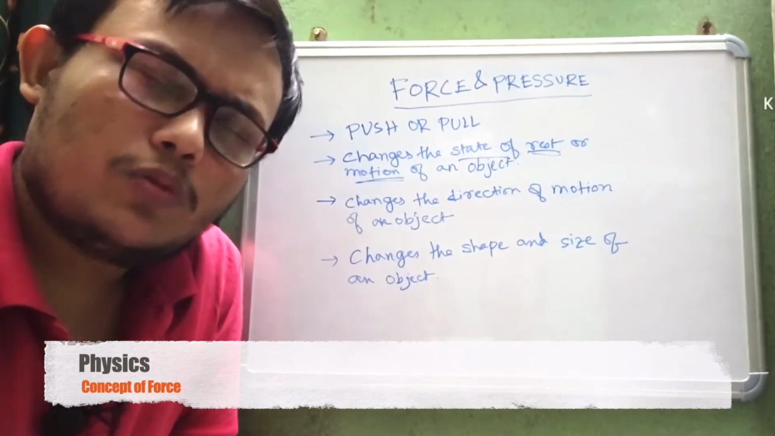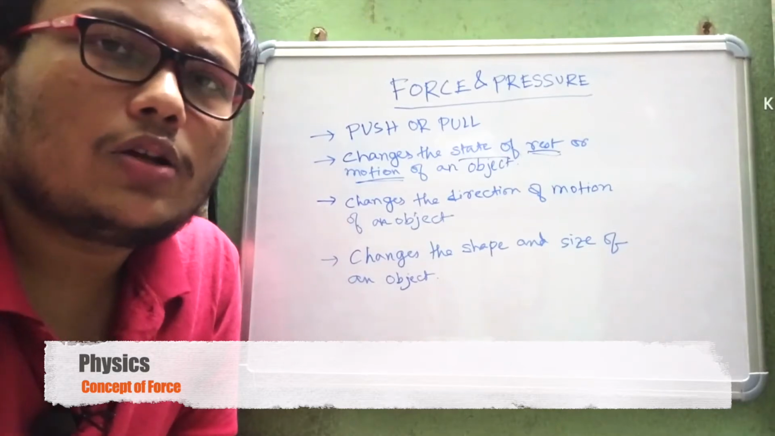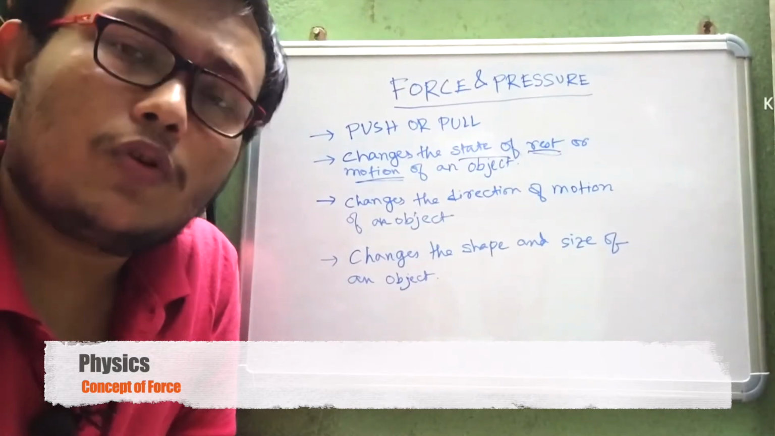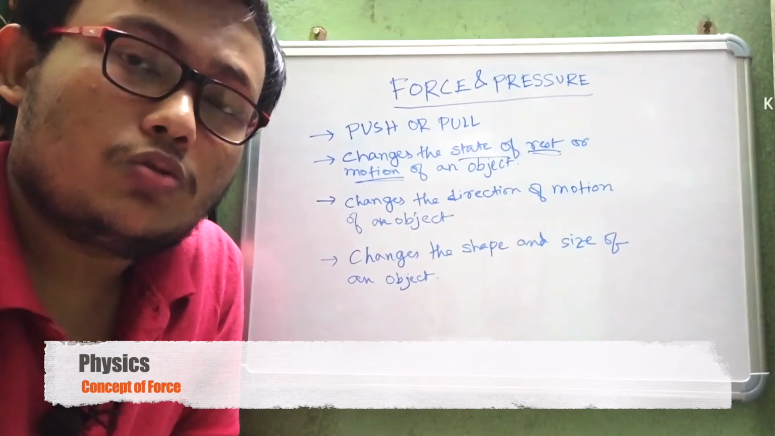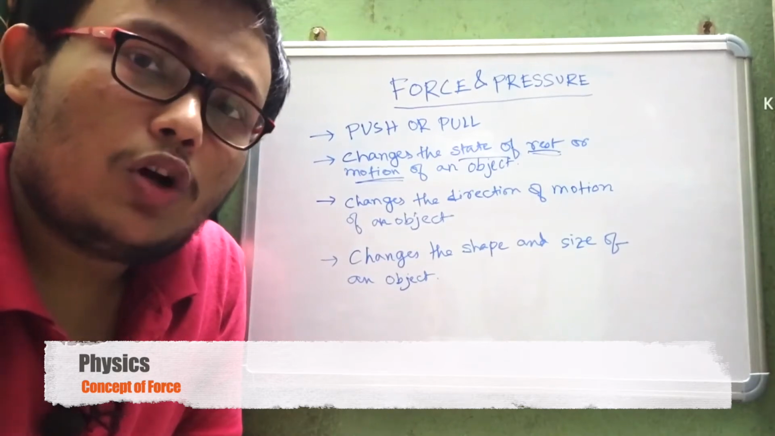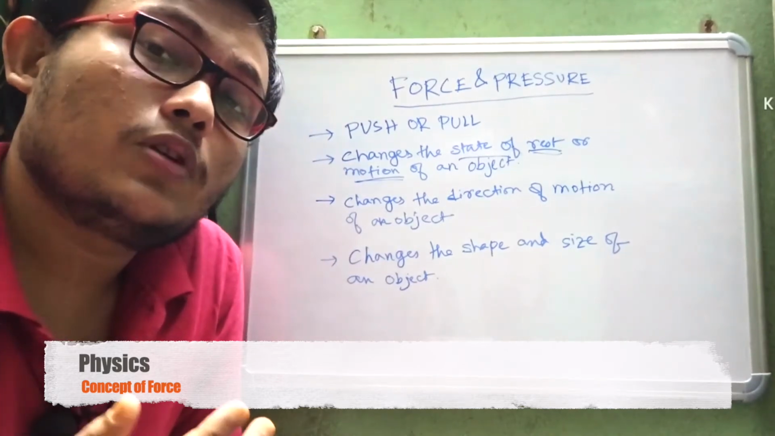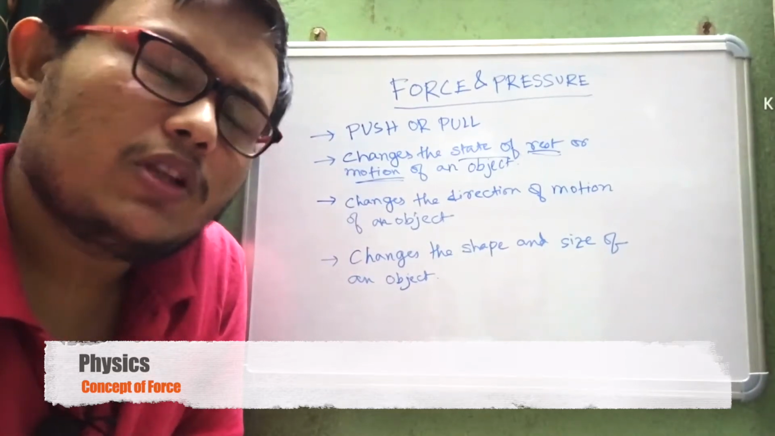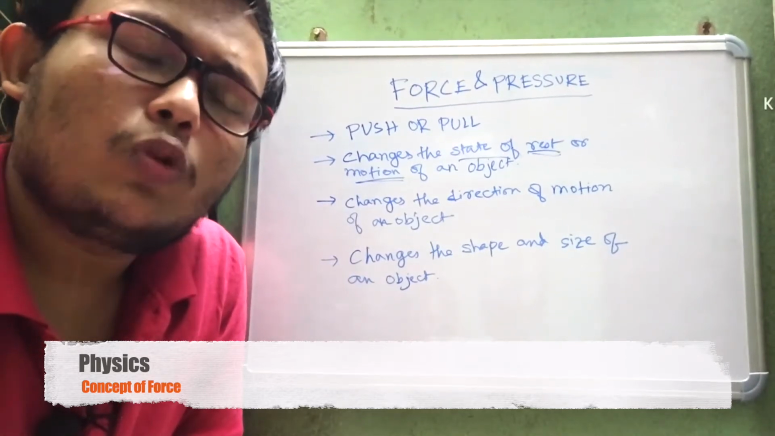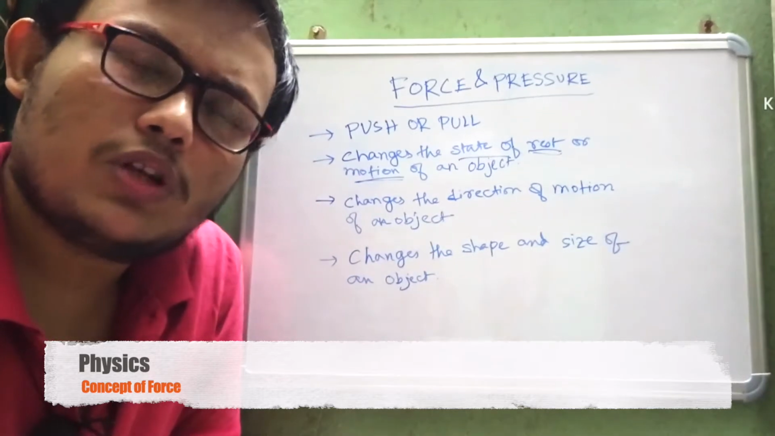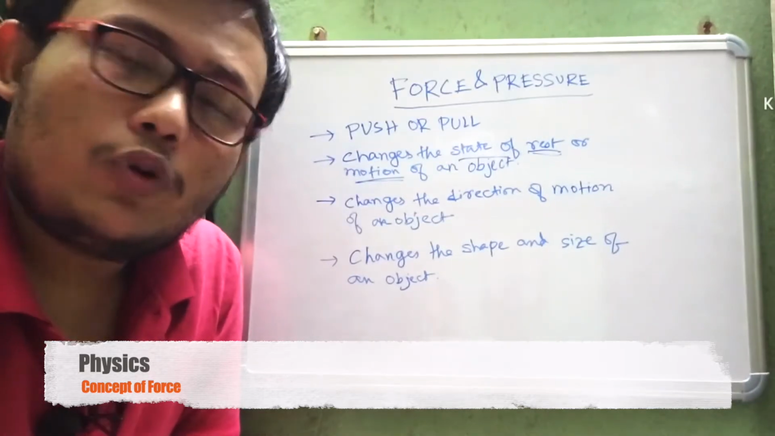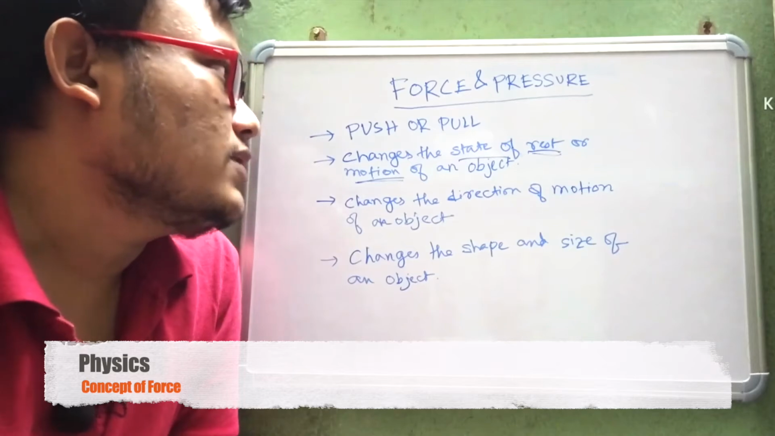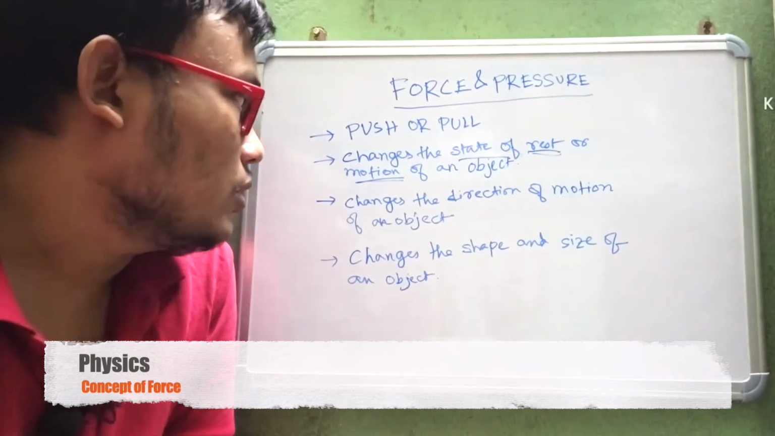If I place a football on the ground and I kick it hard, what am I doing? I'm applying force. So what does it do? The ball, previously in a state of rest, comes into a state of motion. In a football match, when the goalkeeper catches the ball, which was in a state of motion, it comes to rest. So by applying force, we can change the state of rest or motion of an object.